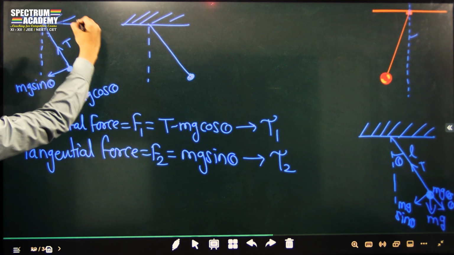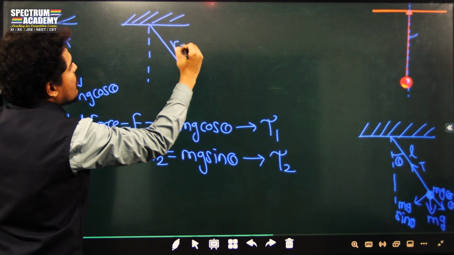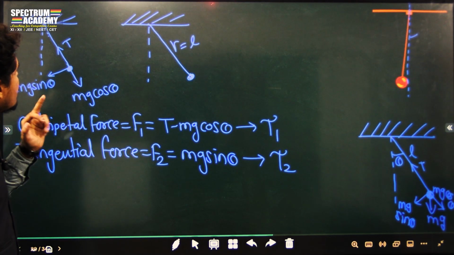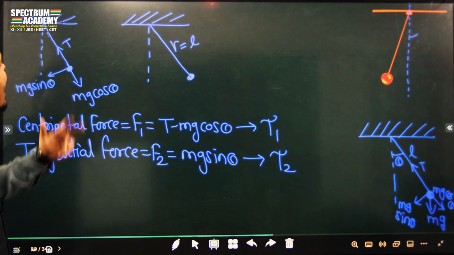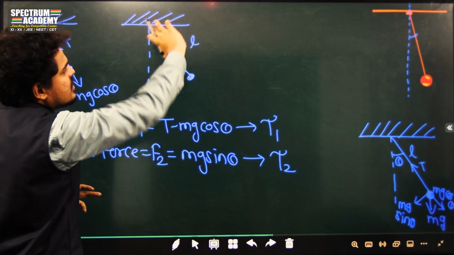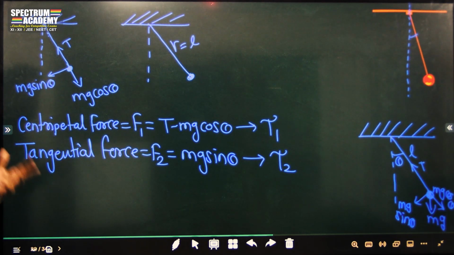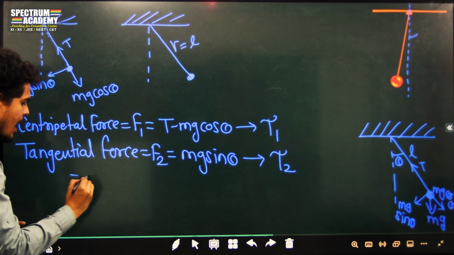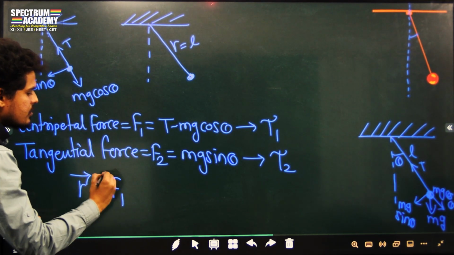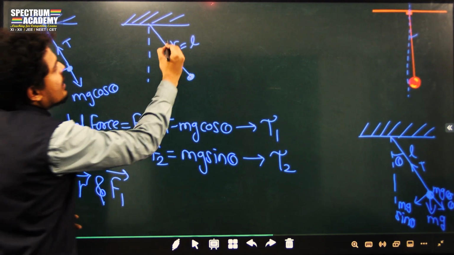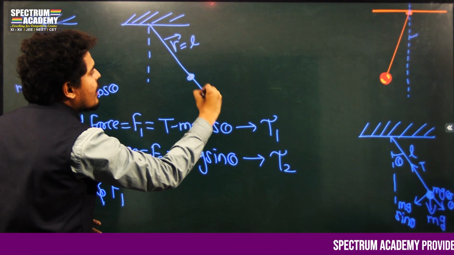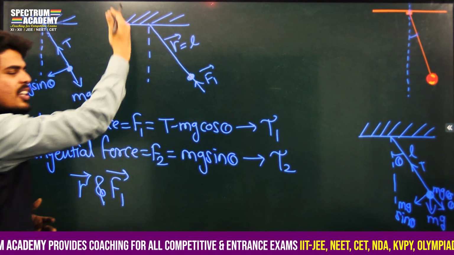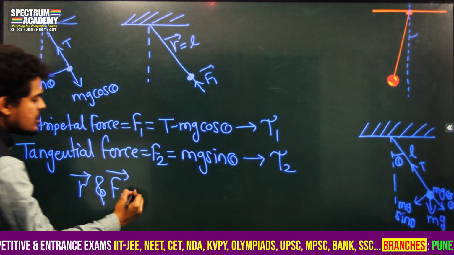So this is the circular rotational motion. This is the R, that means the length of the pendulum. In the first case, suppose this length is the radius vector. The angle between R bar and F1 bar: you can see that R bar is this vector and F1 bar is also this vector. So R bar and F1 bar are both in the same direction, so the angle between them is 0 degree.